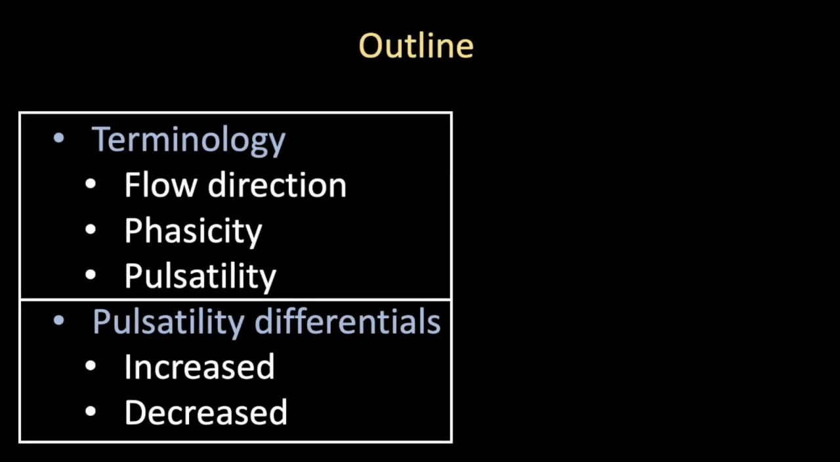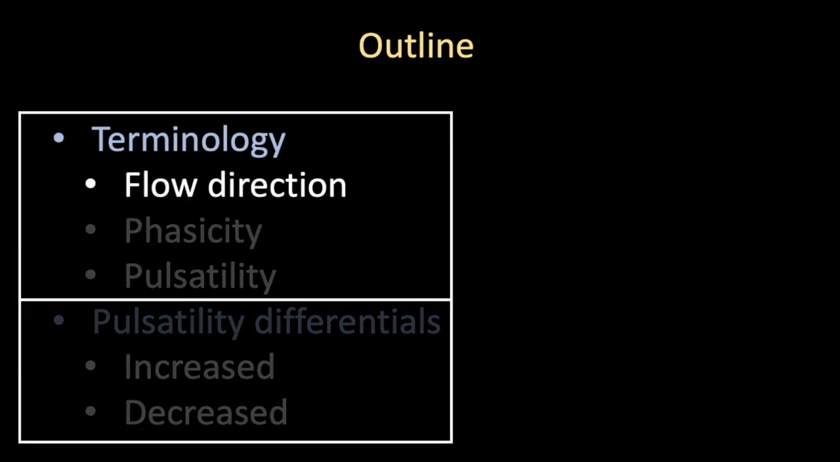So when we think about liver Doppler, I think there are a few things to talk about that may help us organize our thoughts on making a diagnosis. And the first thing is becoming familiar with the terminology with flow direction, phasicity, and pulsatility, and then talk about what are the differentials associated with differences in pulsatility. So let's start with flow direction.